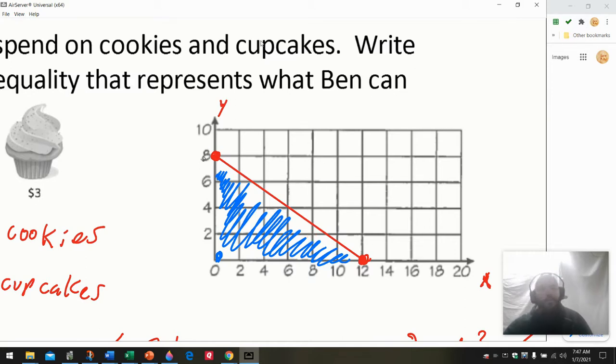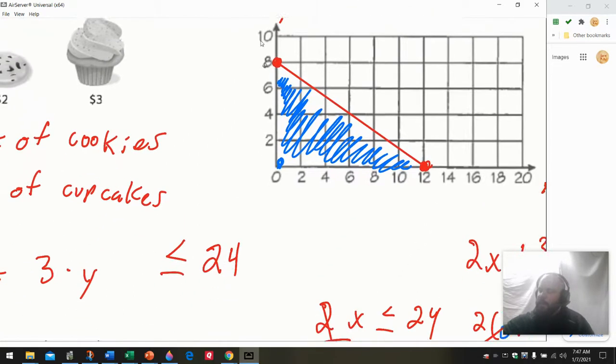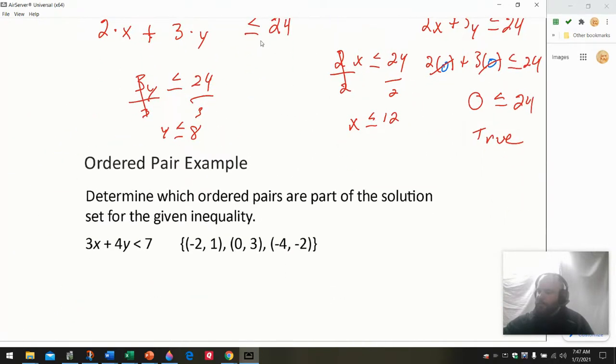Now, the thing is, because this is a solid line, you would actually be allowed to pick points on that line as well. So this point right here, you can see 6, 4. 6, 4, since it's on the line, would also be allowed. So he could buy 6 cookies and 4 cupcakes, and that would be fine. So anything on the line or below will be an appropriate answer.